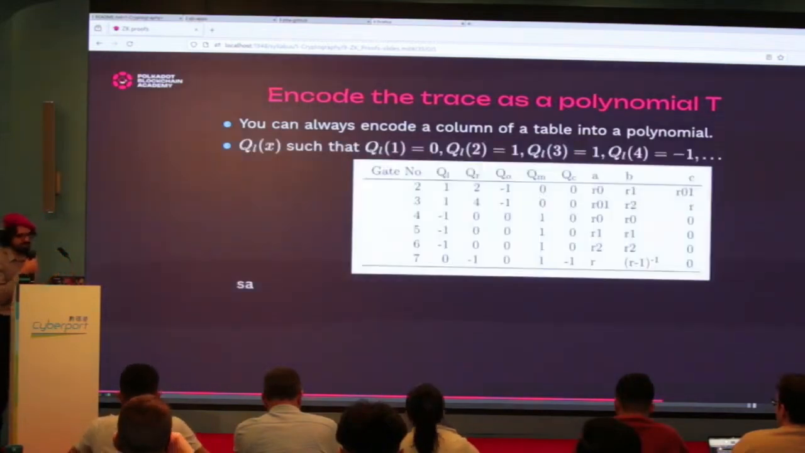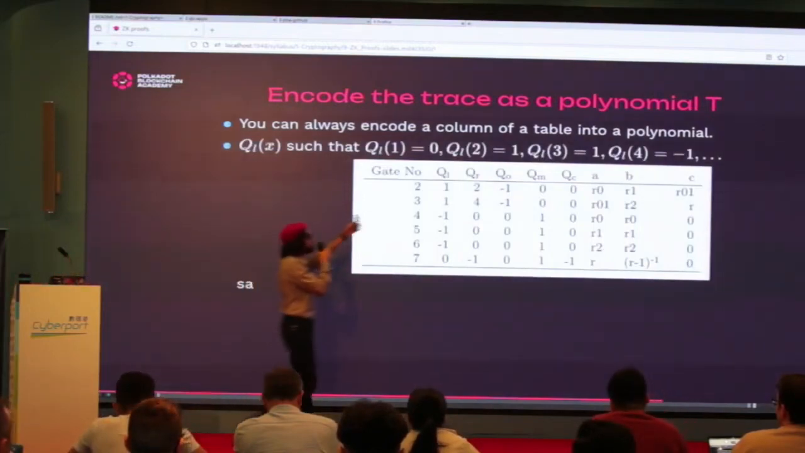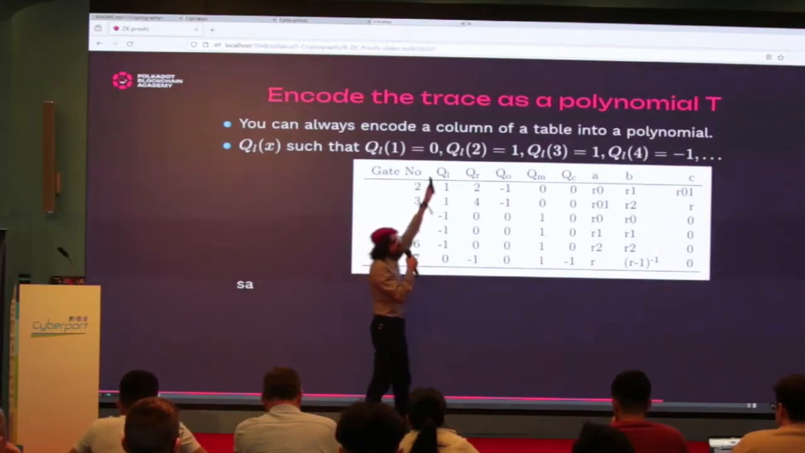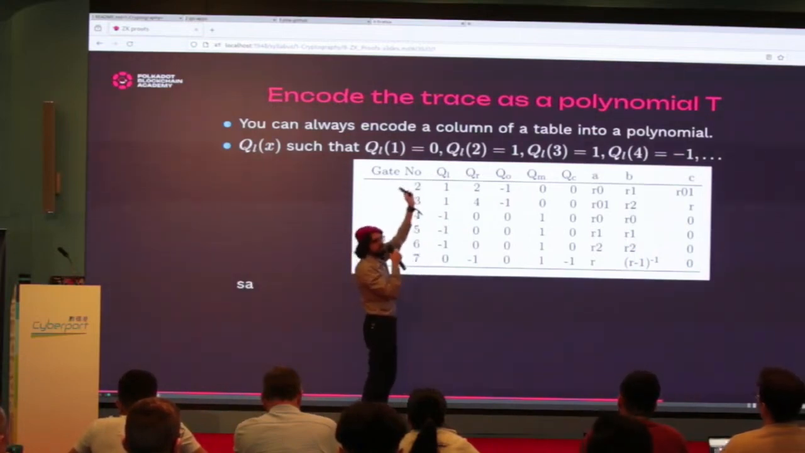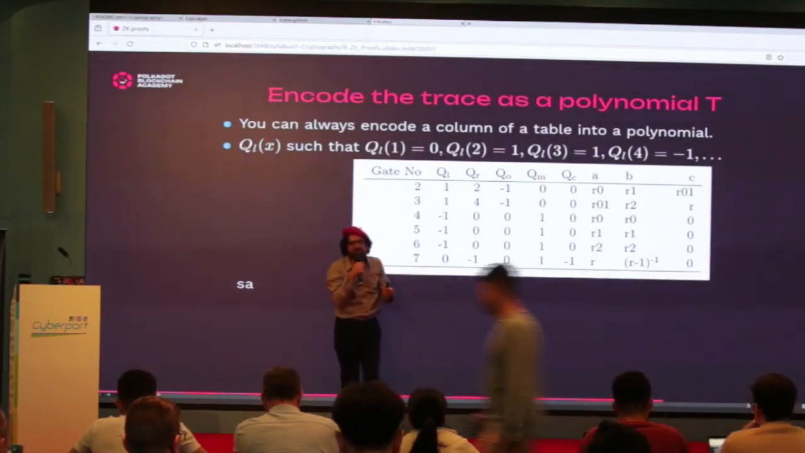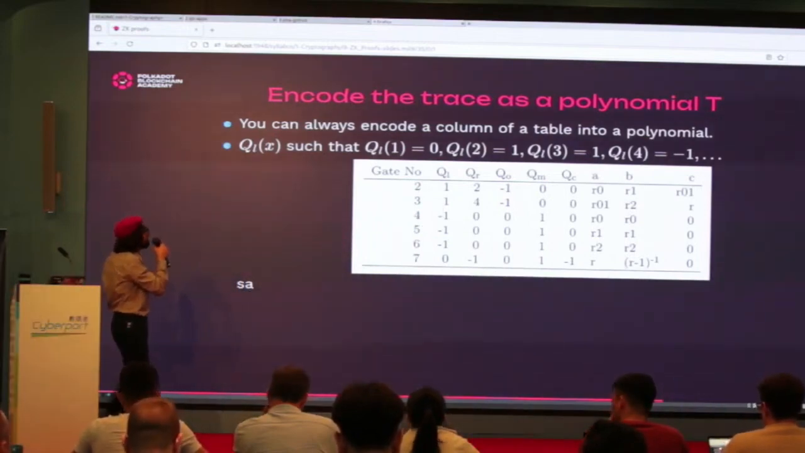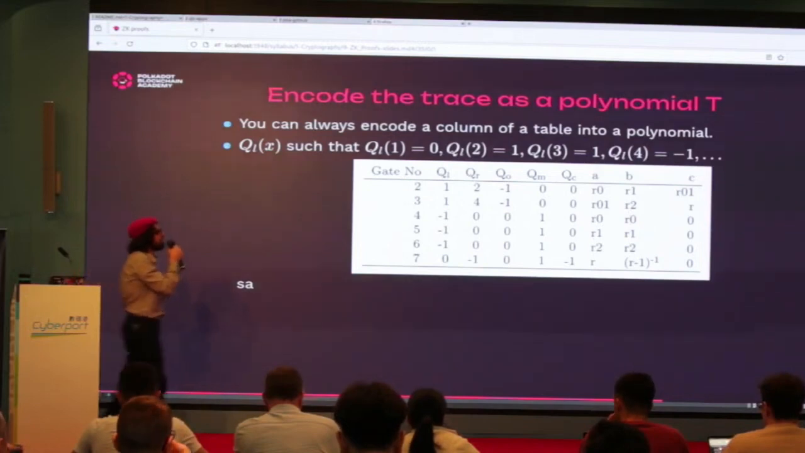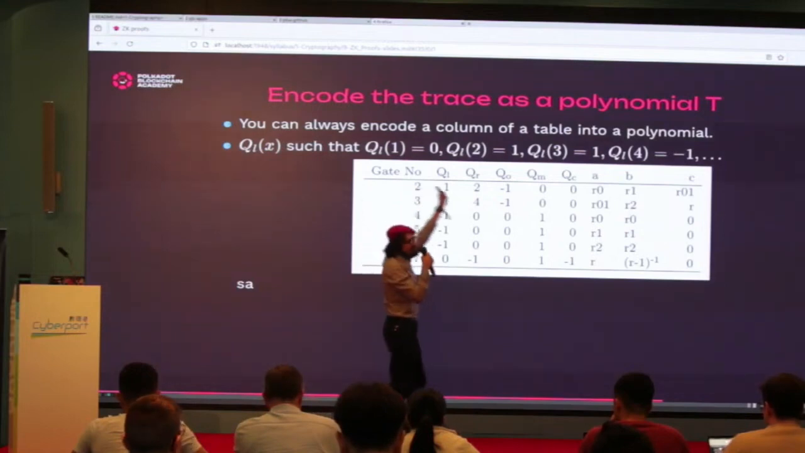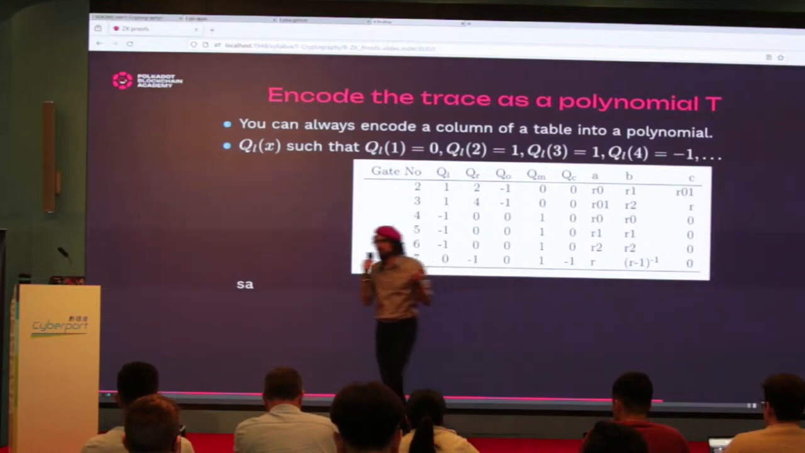So what do I mean by that? I have this table, right? This is a vector, QL: 1, 1, minus 1, minus 1, minus 1, 0, and there's a 0 behind because I didn't write gate 1. This is gate 2. So it's a vector like all the vectors you use in programming. Then you can find the polynomial that, when you put 1 in it, gives you the first element of the vector. Put 2 in the polynomial, it gives the second element. Put 3, it gives you the third element.